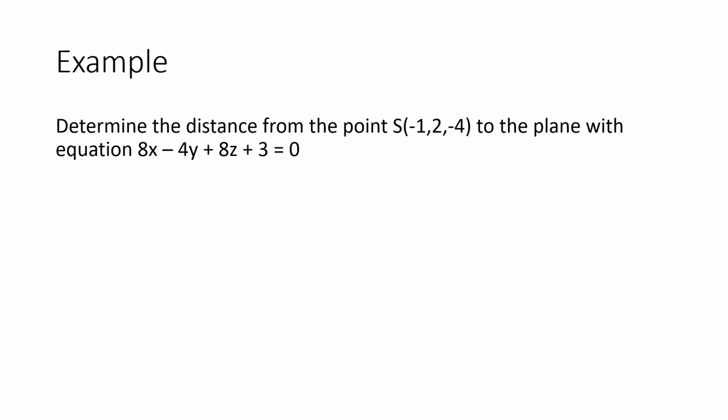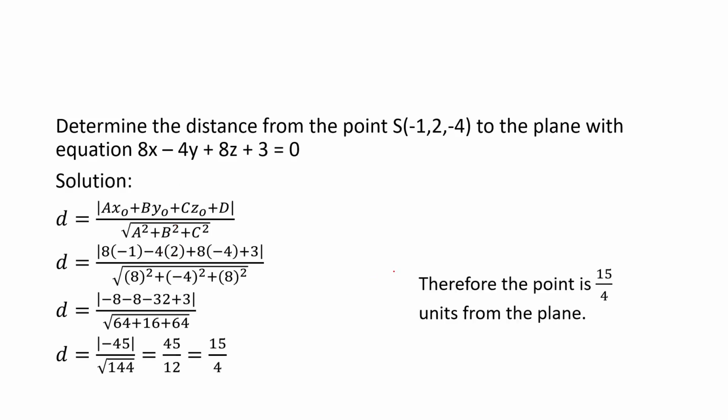Suppose we want to find the distance from the point (-1, 2, -4) to the plane with the equation 8x - 4y + 8z + 3 = 0. Well, we know A will be 8, and B will be -4, and C will be 8, and D will be 3. And we know x naught will be -1, and y naught will be 2, and z naught will be -4. Using that information, we'll plug the values into the formula.